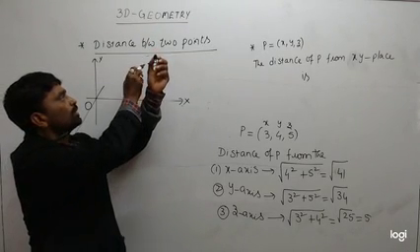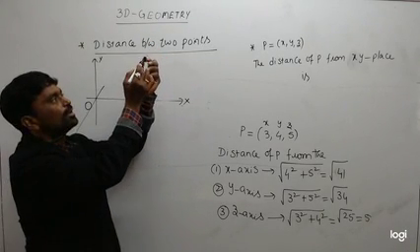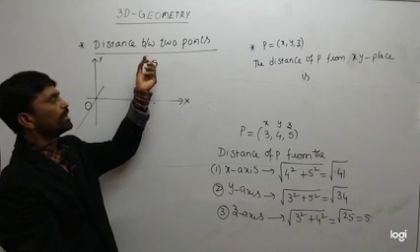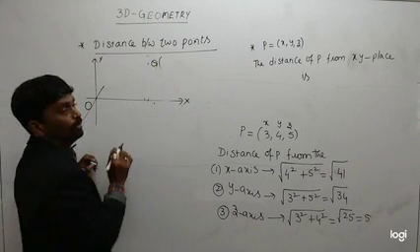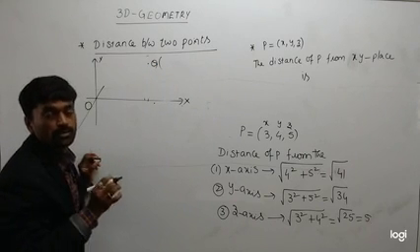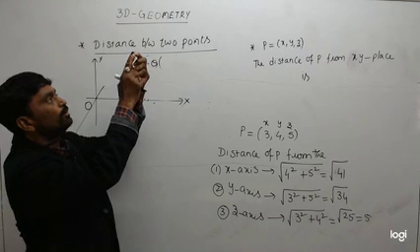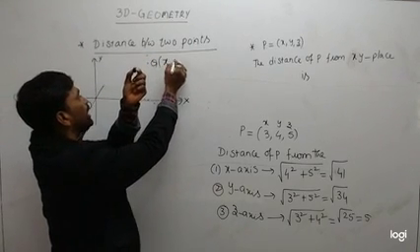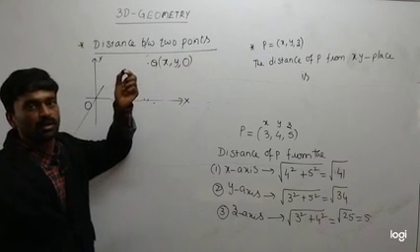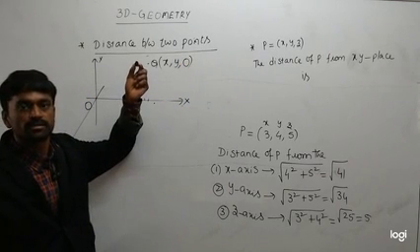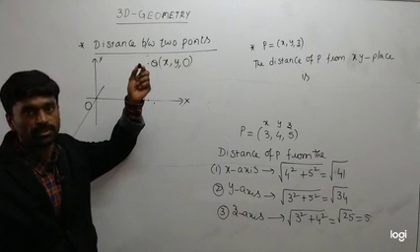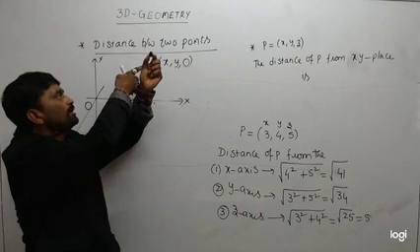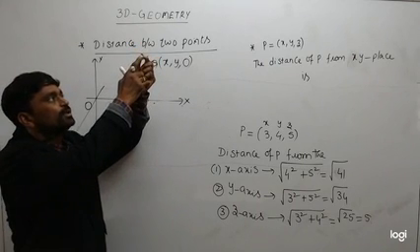From P I have drawn a perpendicular on the xy plane. So the coordinates of this cap: P is equal to (x, y, z). If you draw a perpendicular on the xy plane, Q becomes the foot of the perpendicular drawn from point P to the xy plane. Then the coordinates of this foot become (x, y, 0). Correct? Because it lies in which plane? The xy plane. So z will be 0.